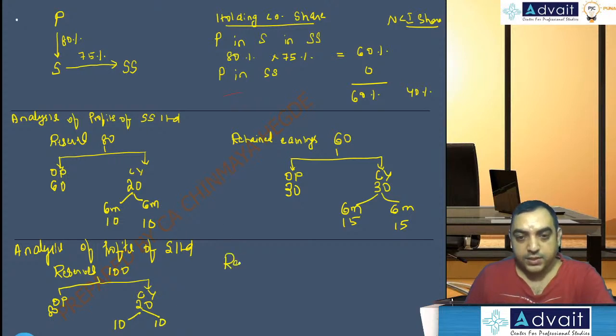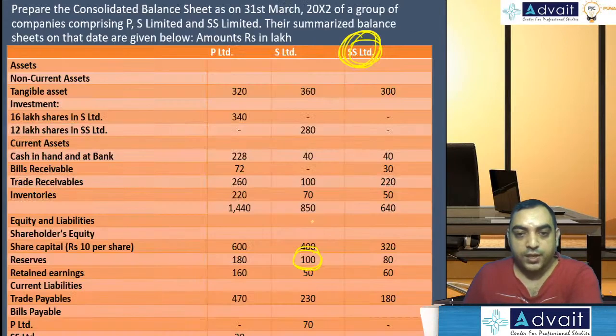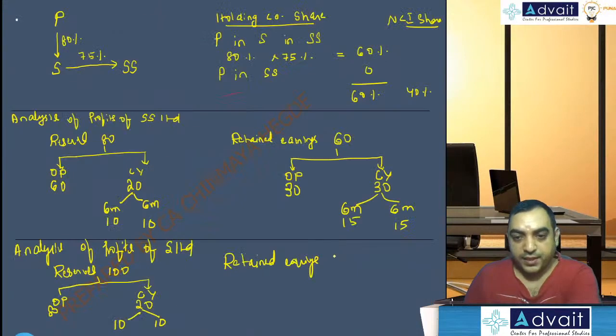Similarly, retained earnings. What is the balance sheet value? Go to the balance sheet, retained earnings of S Limited, this number is 50. And this you divide into opening balance and current year. Opening balance as per the table given is 20, and the balance comes to 30, divided equally, 15, 15.